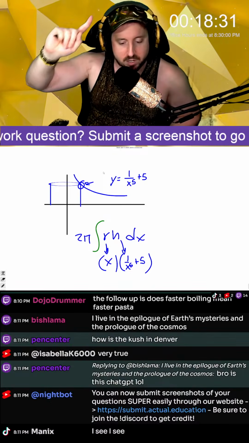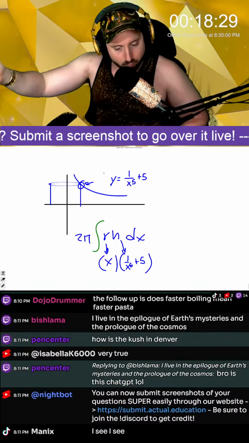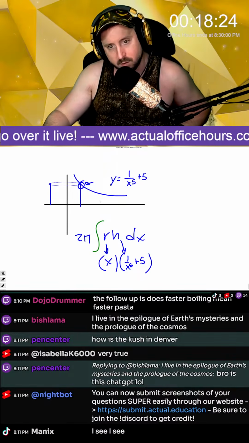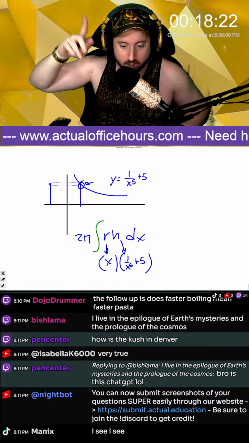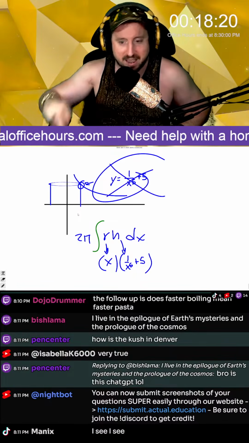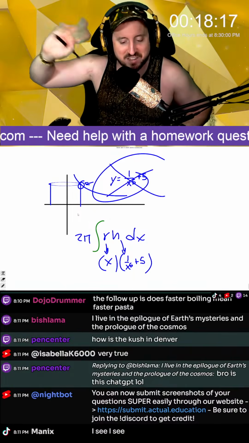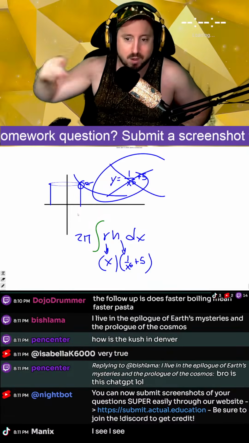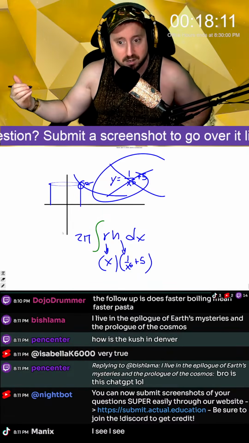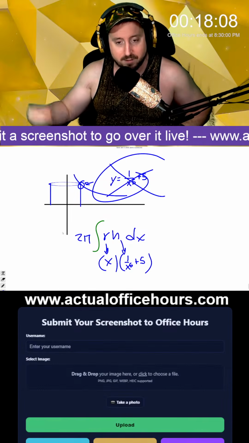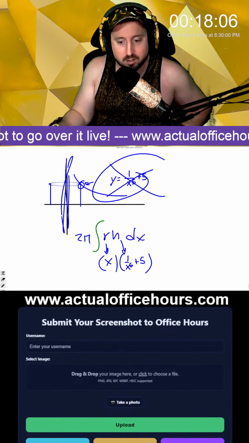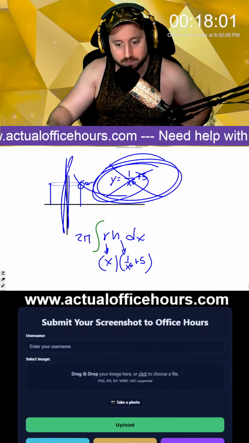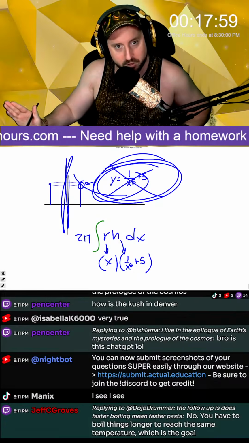In general, I think the only time you're really going to want to prefer the shell method is when you're rotating about a vertical line, because then your function has to flip. You have to invert it to solve for x in order to do the disk and washer method. Whereas when you do the shell method, if it's a vertical line, your differential is still dx, which means you don't have to mess with this very much, which makes the integral really, really nice.